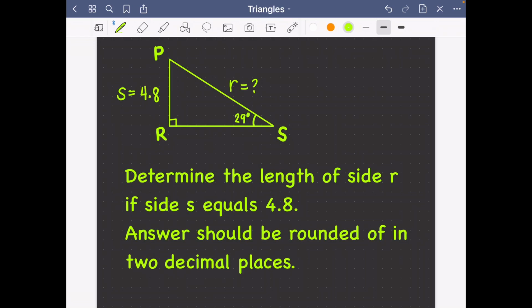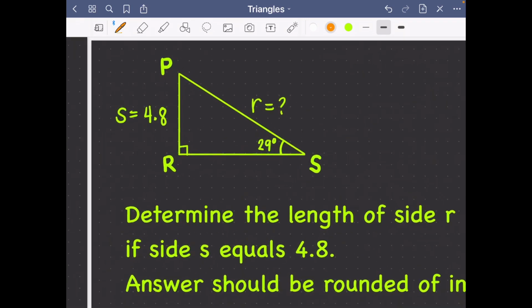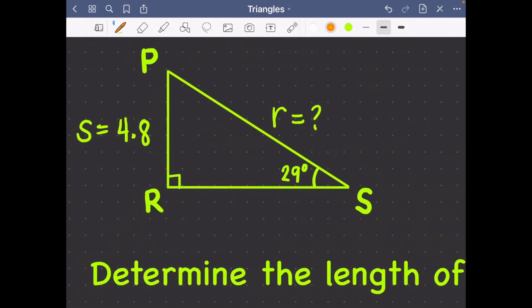Okay, and then the answer should be rounded off to two decimal places. After labeling the parts of the triangle, we now determine these sides with respect to angle 29. This is our angle 29, so this is our theta.